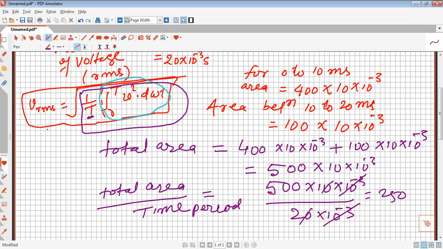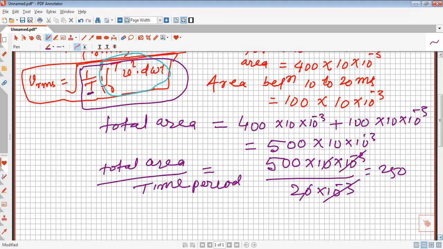Now the RMS value will be equal to root under, only we have to apply root here. So A square multiplied by time and divided by the time period is calculated. Now Vrms will be equal to, only we have to apply root. By taking the root of 250, we get its value as 15.81 volt. So in this way we find the RMS value.